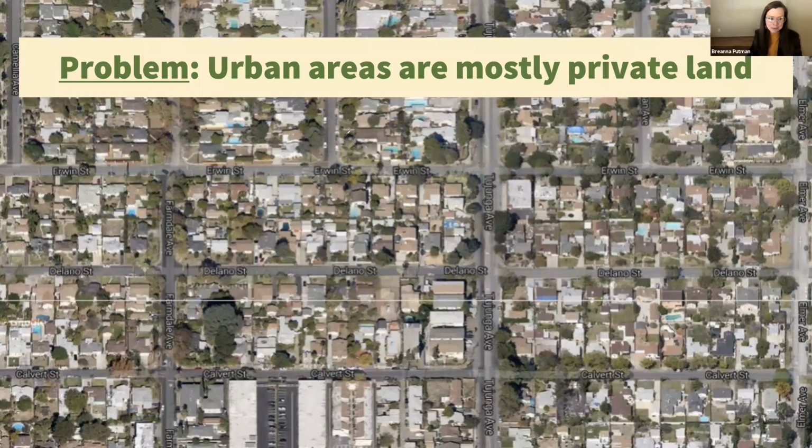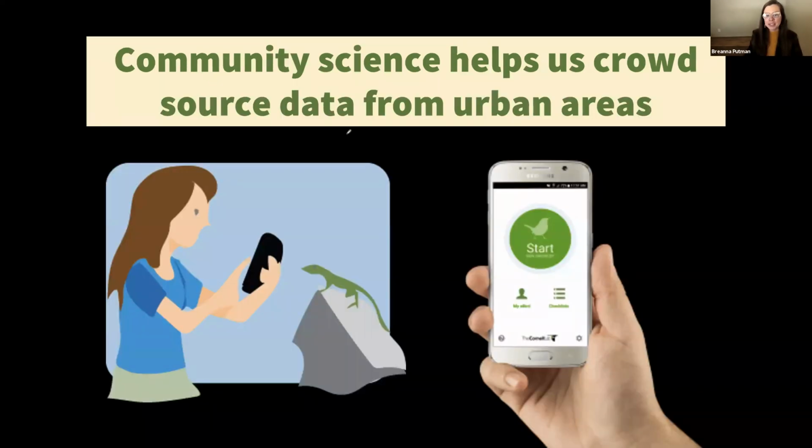From a scientific standpoint, I'm an urban ecologist, and it's very difficult to study animals or plants in urban environments because urban areas are mostly private property. As a scientist, I can't just go out and do a transect through this neighborhood because I'd be trespassing on people's lawns and maybe have the cops called on me. So this is a great way, by using iNaturalist data, to crowdsource data collection from these hard to access areas.